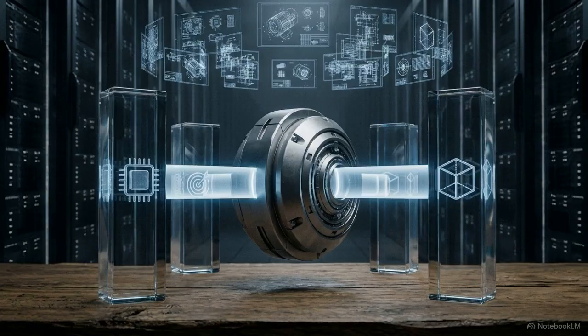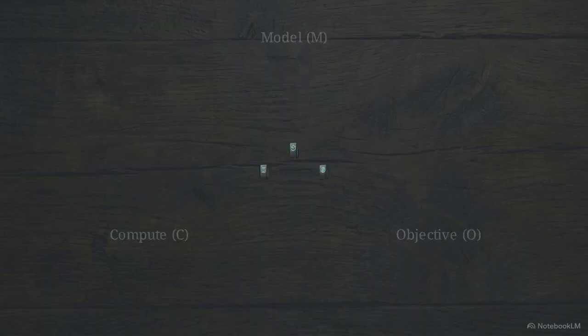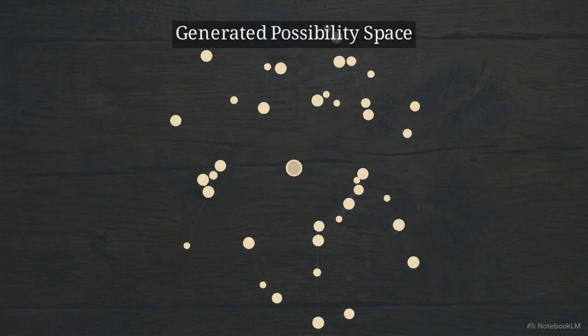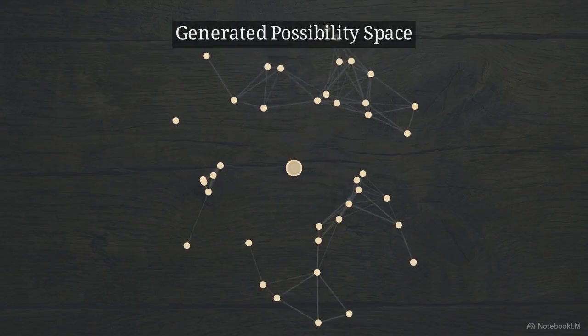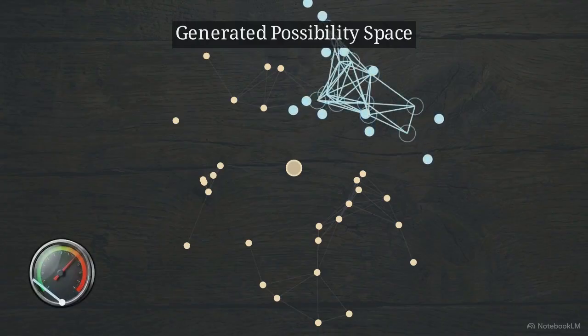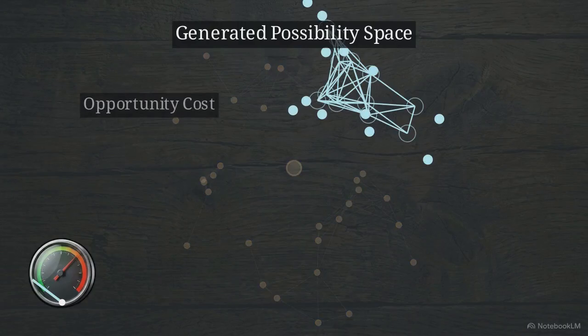This agent doesn't choose between fixed items. It uses processing power, an objective, and a model to generate its own alternatives. The result is a generated possibility space. Instead of trading a single product, value lies in producing limitless variations. In this space, the opportunity cost is the foregone allocation of processing power.